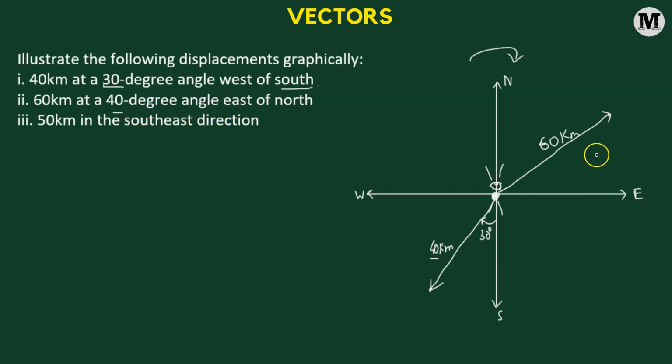Okay, now coming to the final one, 50 km in the southeast direction. Now this is a very simple one. Whenever we say southeast, or northeast or northwest or southwest, that means that we are making 45-degree with each of the two axes. So since we are going in the southeast direction, locate south and the eastern direction, draw a line which makes 45-degree with each, and move a distance of 50 km in a straight line, and that's going to give us the displacement of 50 km in the southeast direction.